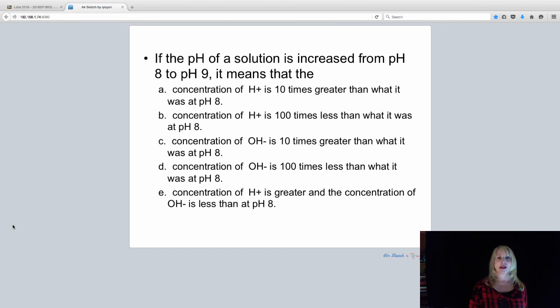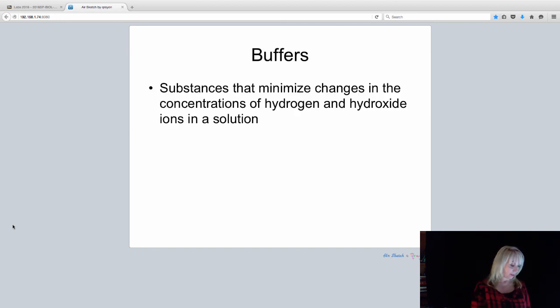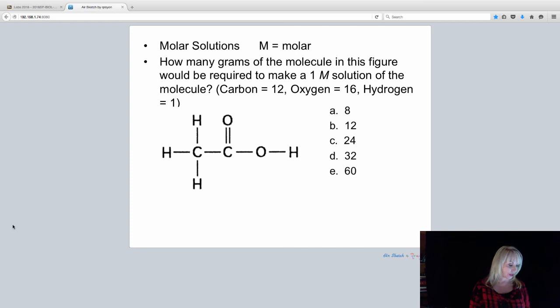All right. If the pH of a solution is increased from 8 to 9, what does that mean? That's more basic, isn't it? So more OH. So it would be 10 times more OH at 9 than 8. Now, a buffer is a substance that minimizes changes in the concentration of hydrogen and hydroxide ions. So remember, a buffer keeps a solution in a certain range.